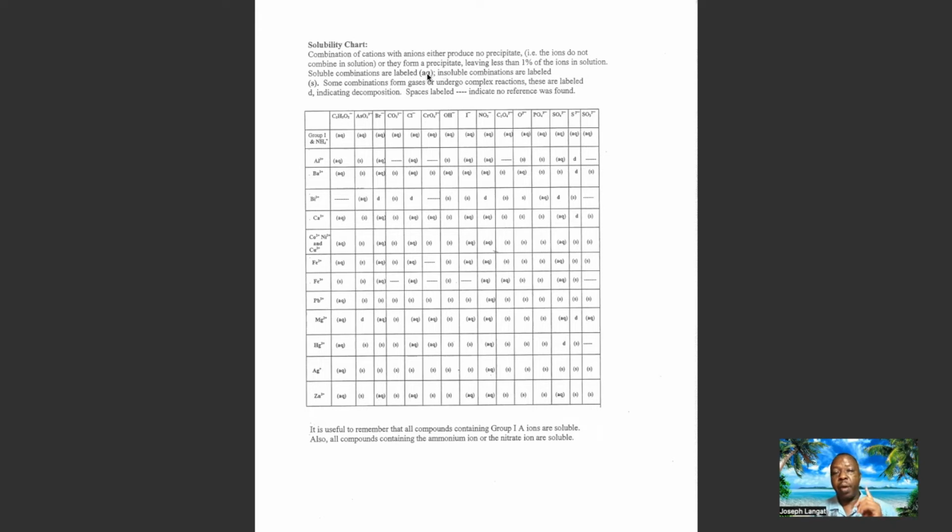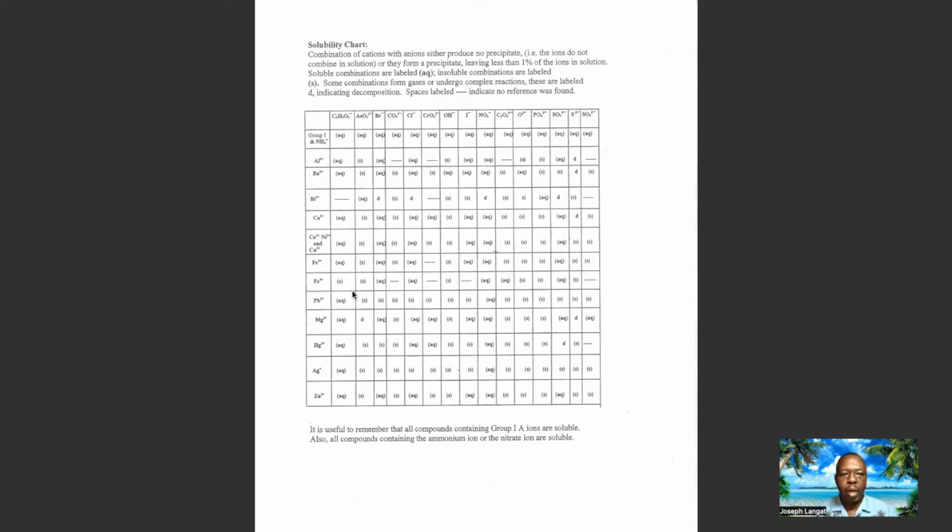AQ means aqueous, dissolved in water. S means solid. So when you see something here, solid means insoluble, or that it decomposes. So if I'm looking at the lead 2 ion, which is second here, and the chloride, look at where they intersect. The intersection is right here. This means solid. That means it is insoluble. So I'll write a subscript for that solid.